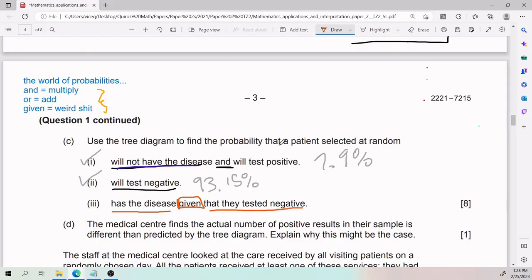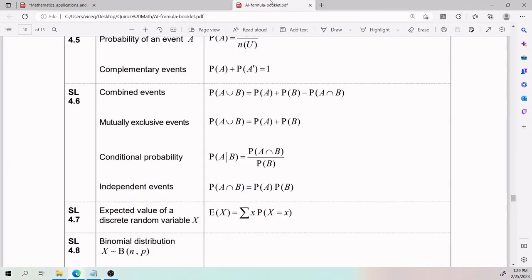Now for the third part, we have has the disease given that they tested negative. So now that we're in the given land, we are into the weird section of the world of probabilities. Given has a particular approach, and it's so weird that it's in the formula booklet. Your formula booklet has conditional probability, which is also for given. When you see the word given, you have to think conditional probability.